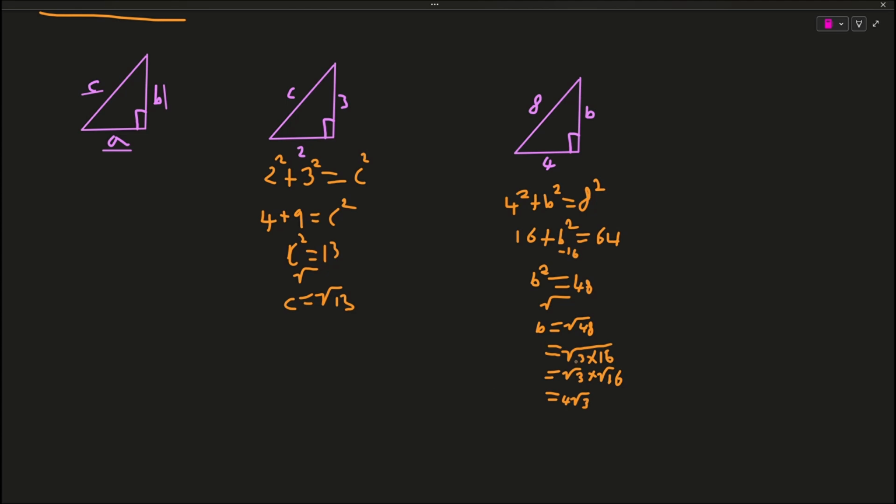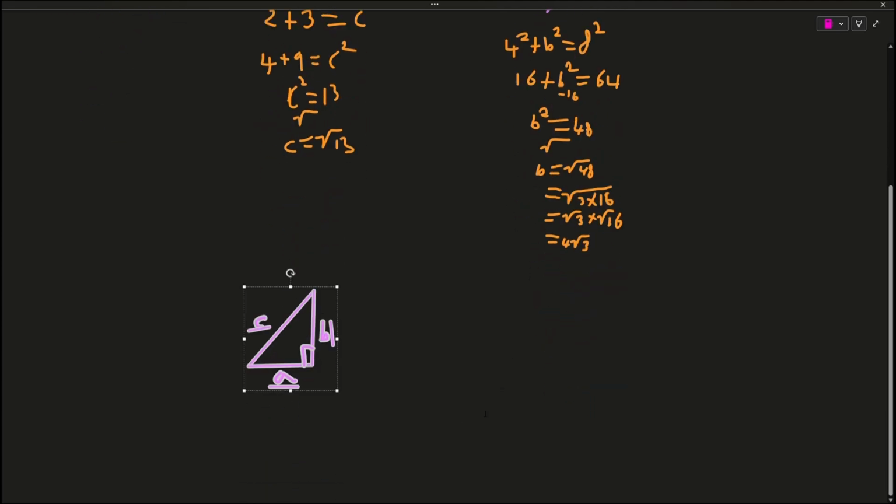Technically, you can have minus 4 root 3 as well, but because it's a length, that's not a valid answer. We can't have a minus length. So 4√3 is the only true answer in this type of question. Let's make a few more. We've got 2 more examples to show.